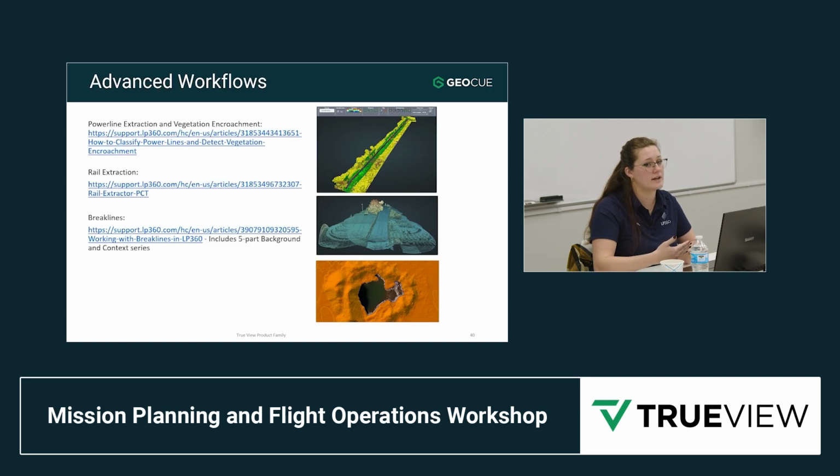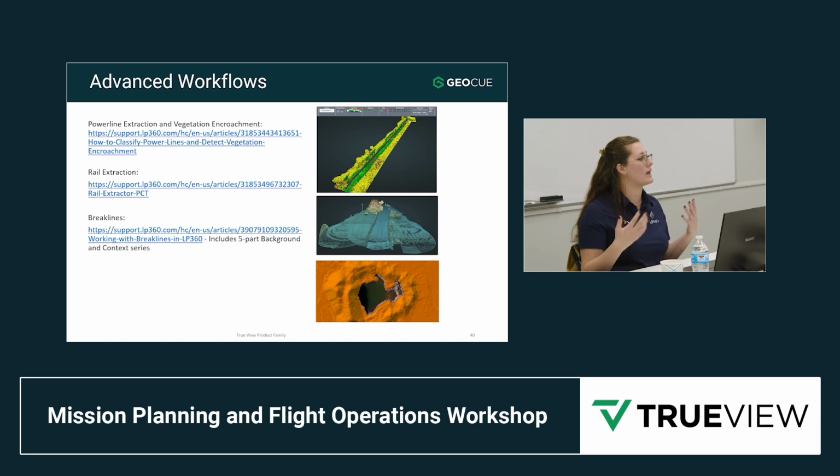Now, we do offer several advanced workflows inside LP360. The 3 I have listed here are just the most common, which is going to be your power line extraction and vegetation encroachment exercise. We do have a rail extraction option, and we have a break lines article that will give you a generalized workflow that you can follow for generating your own break lines. But there is also a 5-part series that's going to dive into the background and context of break lines and how they came about, how we can use them. So if you are someone that likes that more technical understanding, I highly recommend that 5-part series. It is very thorough for this topic.